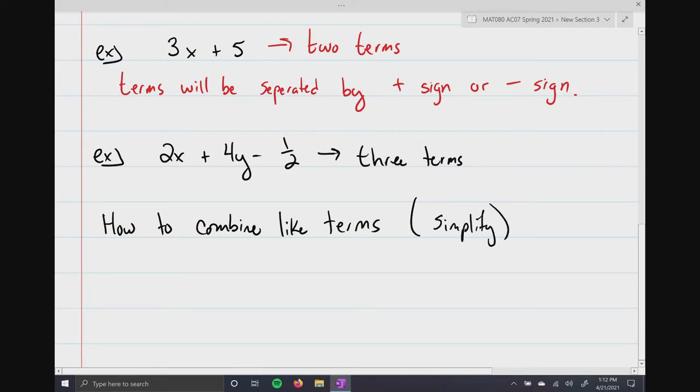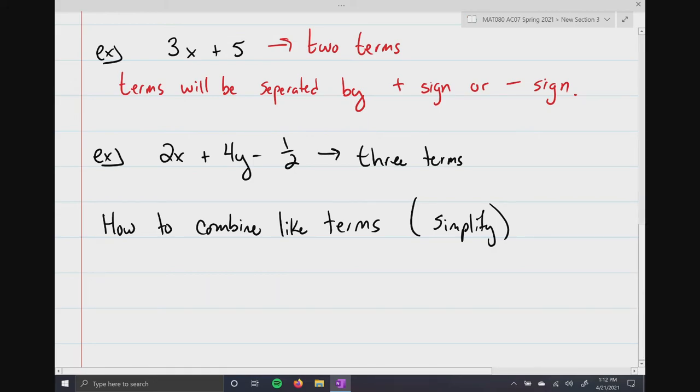All right. I think you add anything that you can. Something like that. Well, that's the question though. How do I know what things I can add together? Or how do I know what things I can subtract together? And a better word is, how do I know what terms I can combine? That's really what we're asking ourselves. When I say how to combine like terms, I'm asking, what can we bring together?